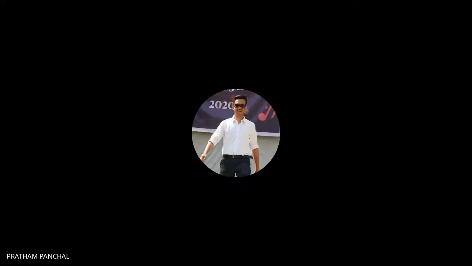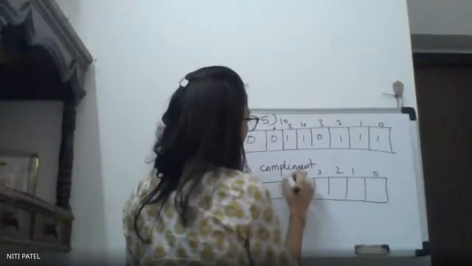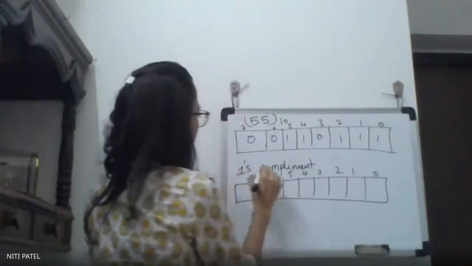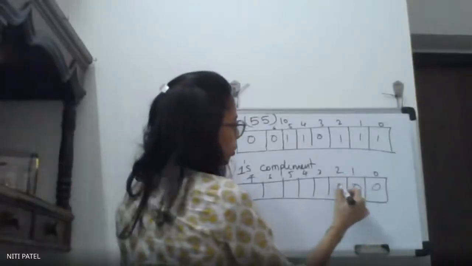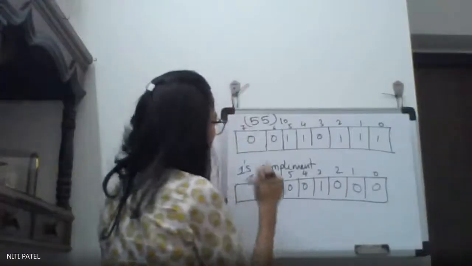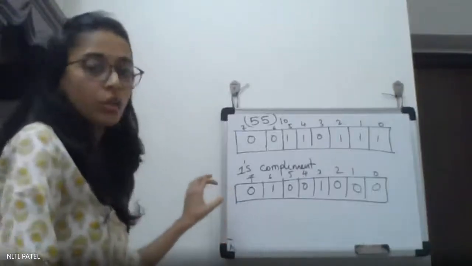Ma'am, of 55, the 1's complement. 0, 0, 0, LSB to MSB, 0, 0, 0, 1, 0, 0, 1, 0.